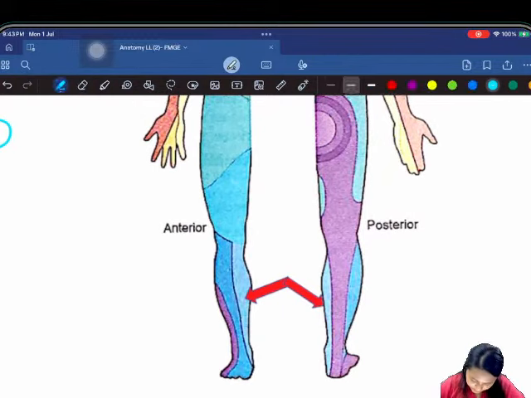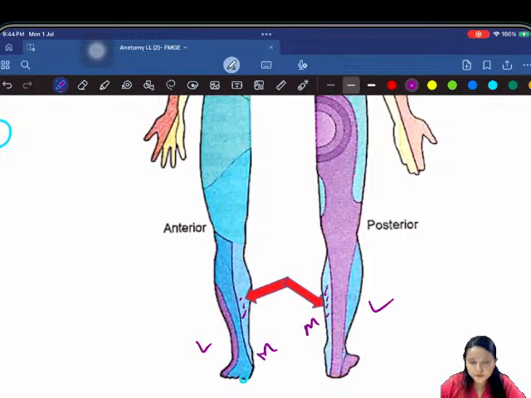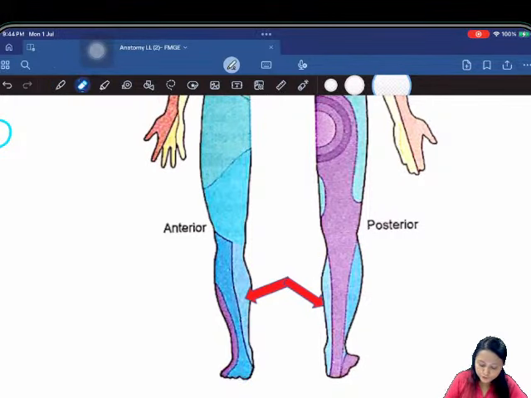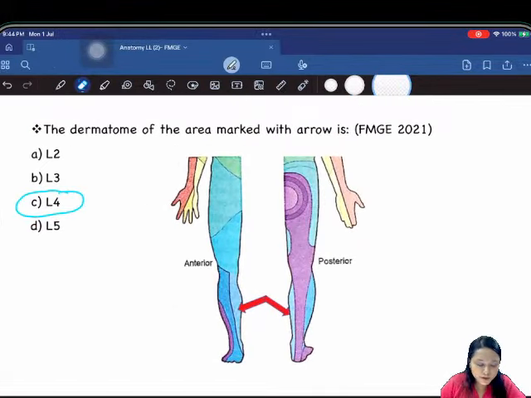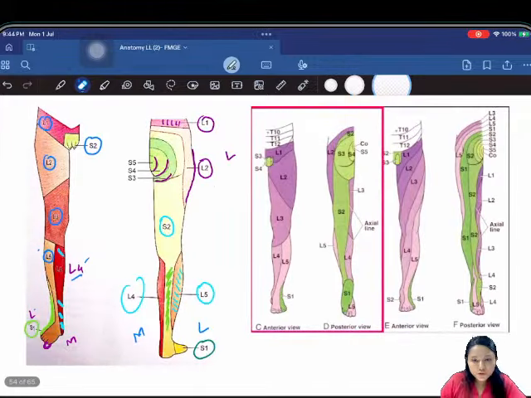Just try to get oriented first, पहले देखो कि great toe किधर है. Okay, once you get oriented you know that this is medial, this is lateral, and then you can answer easily. So this is your L4. So that's how you attempt the dermatomes. Good, very good, most of the people have answered it L4, very nice.